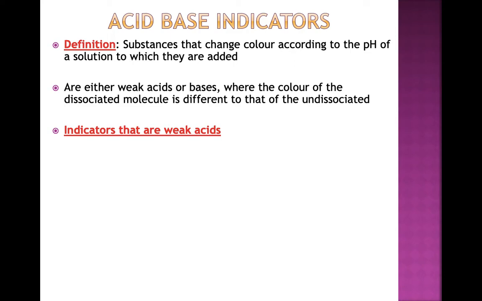So for the ones that are weak acids then, what does that look like? Here we're using HA to represent the colour of the weak acid indicator, and then when it dissociates it forms the ions H plus and A minus, and we are going to look at both of those. So the acid itself is red, and when it dissociates it turns blue.